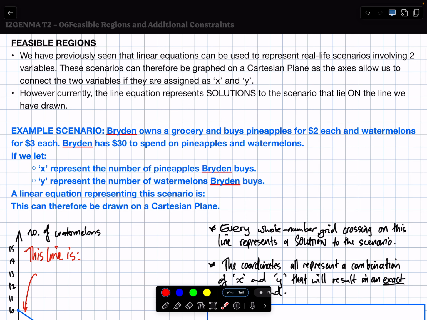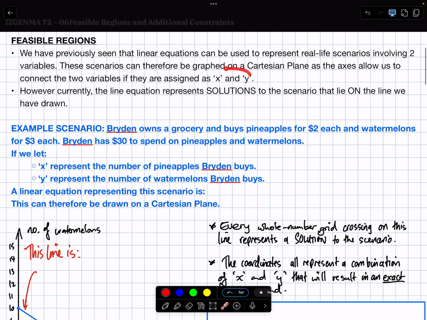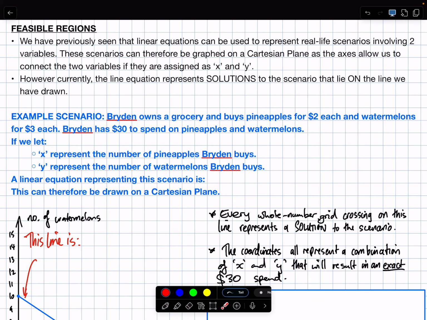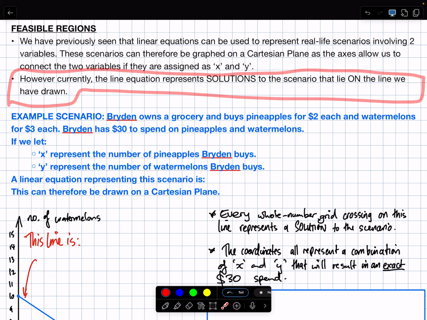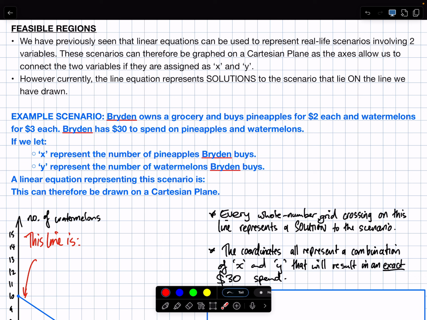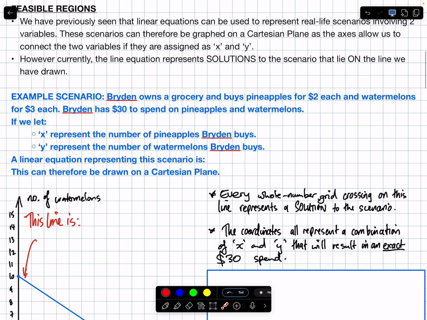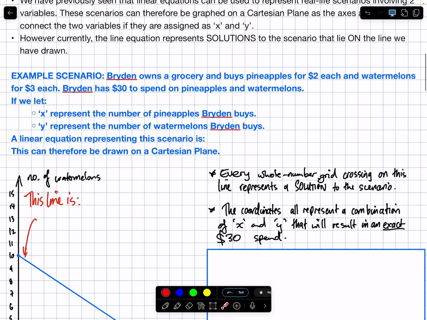Why are you able to do that? Because the x and y axis on a Cartesian plane represent x and y. Currently, up till this point, the line equation represents solutions to the scenario that lie on the line we've drawn. Some people aren't going to click with that right now. A student over there asked me a question about it, and when it clicked, I realized all of these dots on the line actually represent something. If you can get that through your head, this topic should be pretty cruisy. If not, it's going to be hard for you.